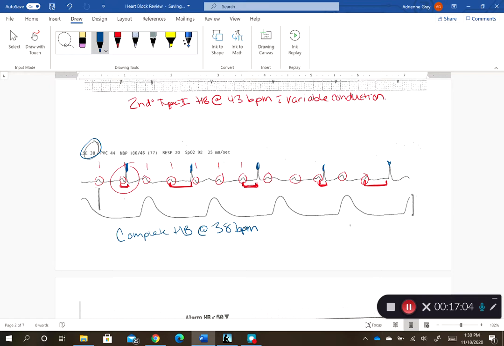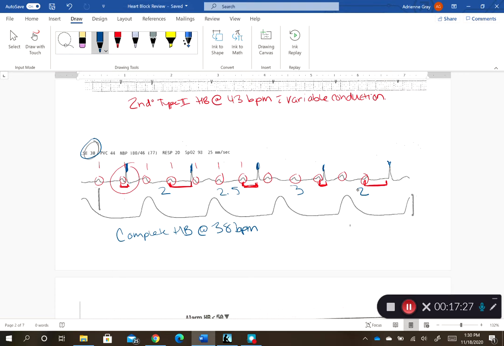And for complete heart blocks, we don't need to put conduction ratios because they're typically always going to be variable. So if we look between these two QRSs, I only have 2. With this one I have like 2.5. With this one I have 3. Then I go back to 2. So it's always going to be variable with a complete heart block, so there's no need to put a conduction ratio. So it's just going to be a complete heart block at 38 beats per minute.